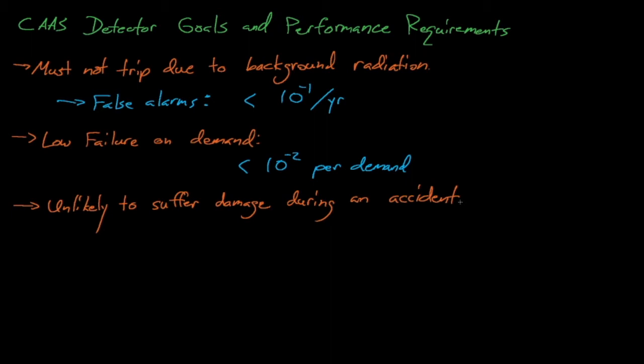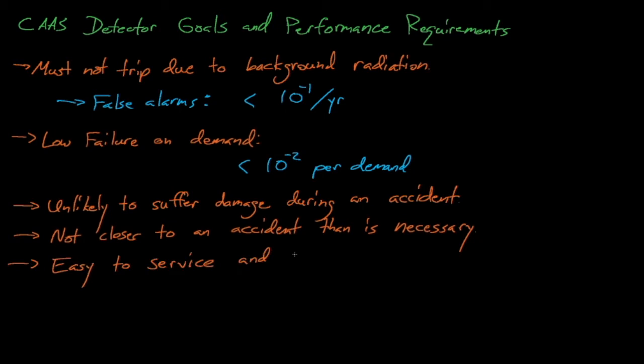Next, the CAAS detector should not be closer to the potential accident locations than is necessary, which both keeps them from getting in the way during operations and allows each detector array to maximize its coverage of potential accident locations. Lastly, the CAAS detector should be easy to service and to maintain.